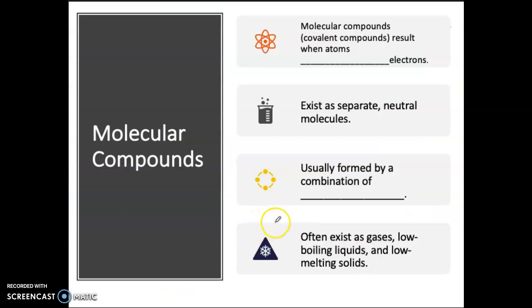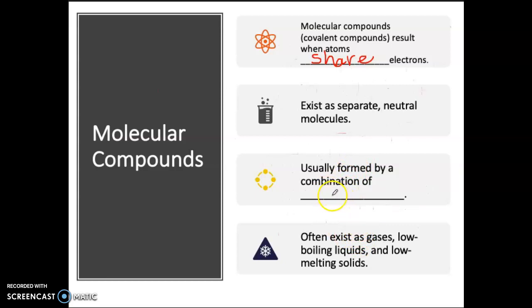Now, molecular compounds, on the other hand, or covalent compounds, are formed when atoms share electrons. They don't give and take. They're evenly holding onto those electrons and just sharing them. And they are individual molecules, like H2O. That's one molecule, not a lowest ratio.